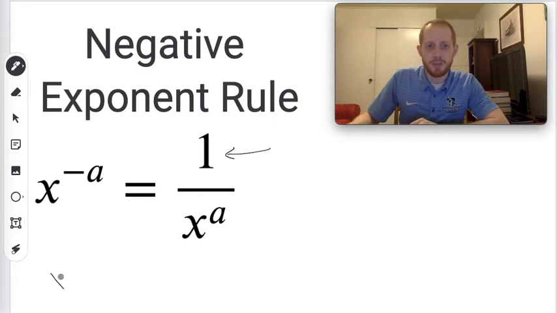So as an example, if I have x to the negative 4th power, I can rewrite that as 1 over x to the 4th power. And that's completely acceptable. That's the negative exponent rule. And you can always do that when your exponent is negative.